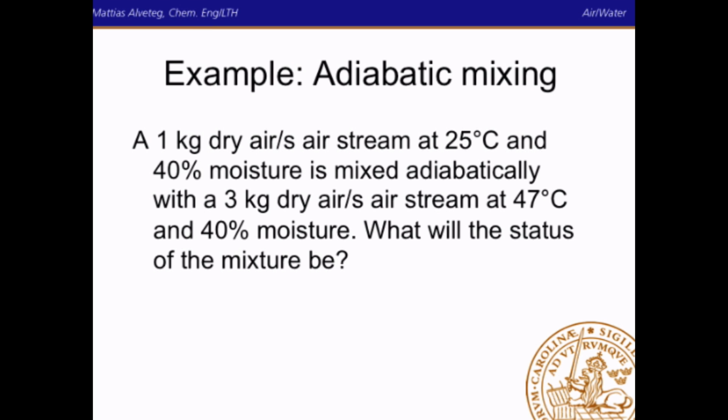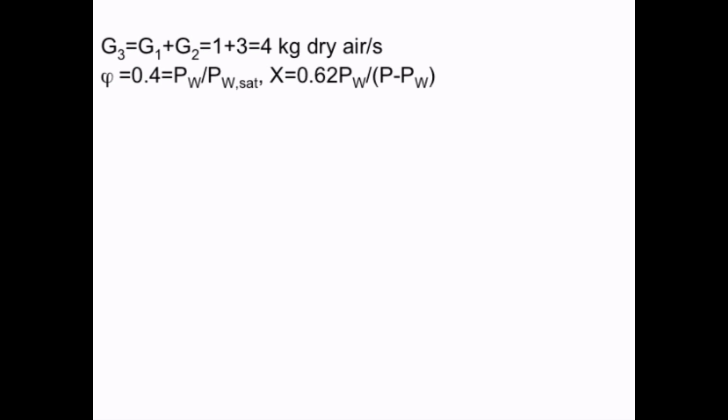We're going to solve this example without the Mollier diagram at first, and then we look at the solution in the Mollier diagram. So we make a mass balance. G3 equals G1 plus G2. That means 1 plus 3 equals 4 kilogram of dry air per second. Now we want to have the water content X to be able to make the mass balance for water. So we know that we have the relative humidity of 40%, and we know that we can calculate X if we have the partial pressure of water.